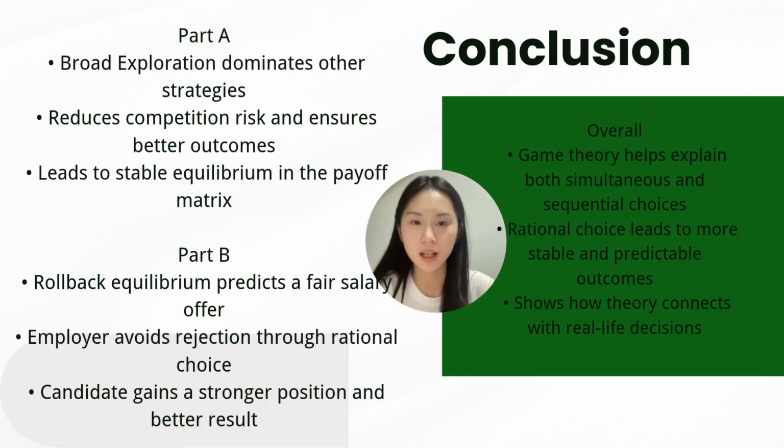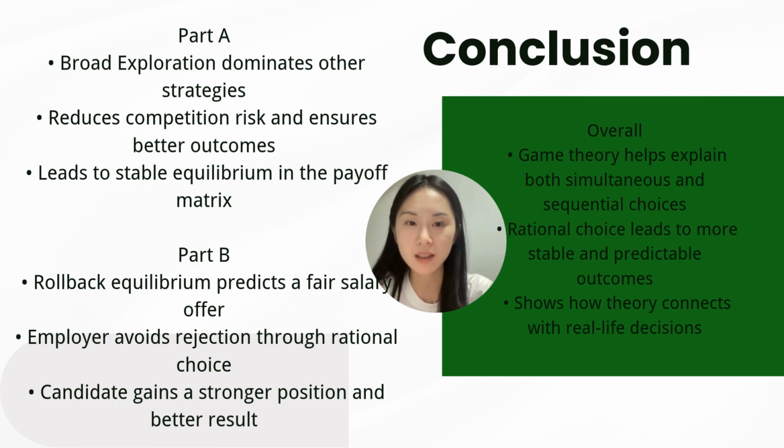Now let's move to the conclusion part. In part A, we learned that the broad exploration strategy was the best choice. It was stronger than the interdisciplinary strategy, and it worked better in most cases. This strategy helped reduce the risk of direct competition. It also gave more stable results when players made decisions at the same time. The payoff matrix shows it very clearly. So we can say that broad exploration became the dominant strategy in this game.